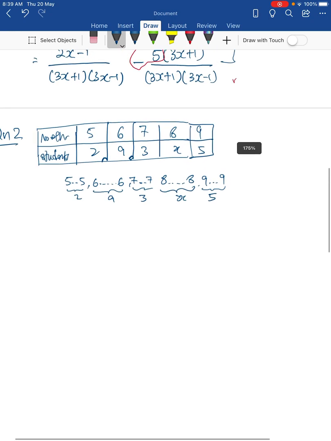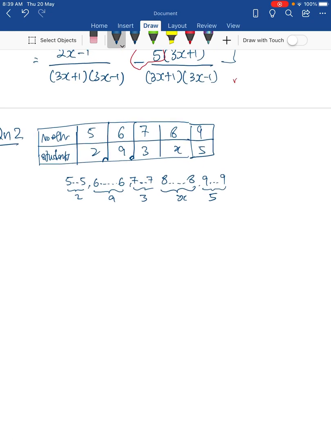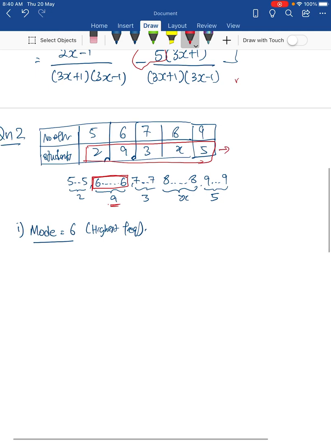With this information, for the first part, they are telling us the mode is 6. Mode is 6, meaning to say that it has the highest frequency. The highest frequency is already mentioned over here, 6 is over here. So the highest frequency for the whole data is 9. That means the value in the box below, the frequency, the number of students, the highest is 9.